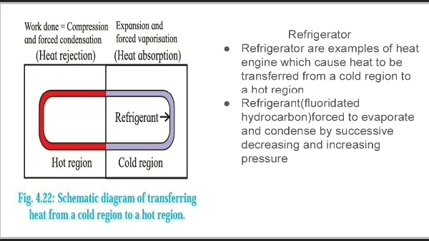As you can see, there are two chambers in this diagram. One is the cold region and another is the hot region. This purple and red line shows coils. In these coils, refrigerant is moving or circulating. Both the cold region and the hot region are under some pressure which is kept constant.